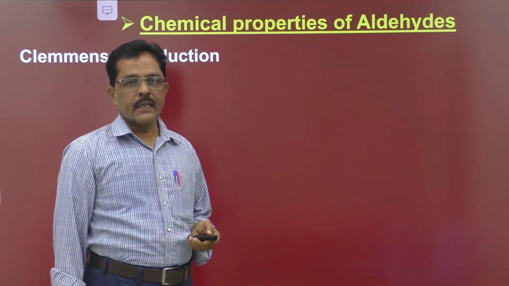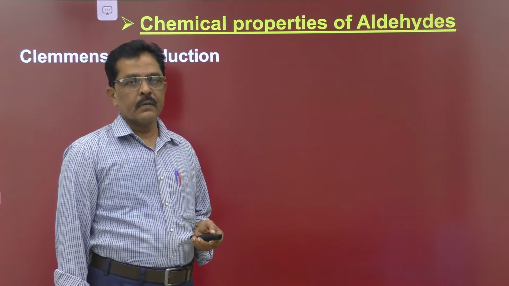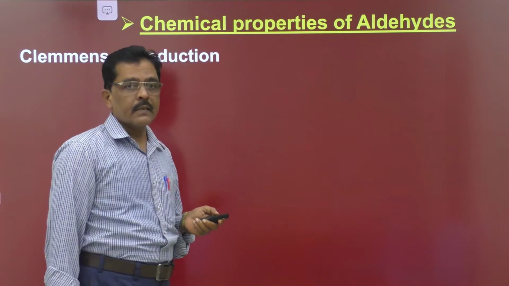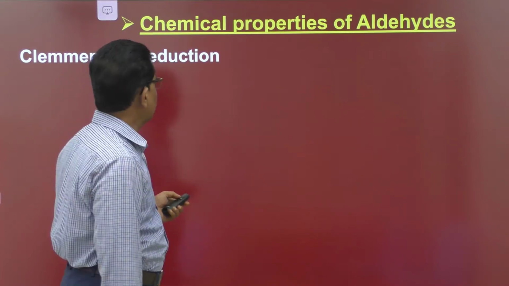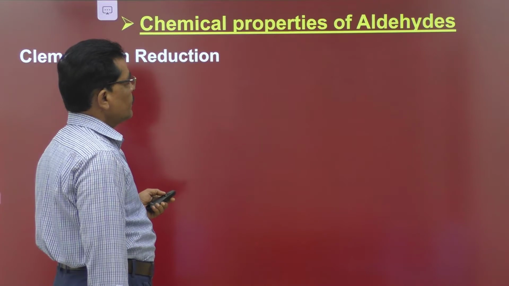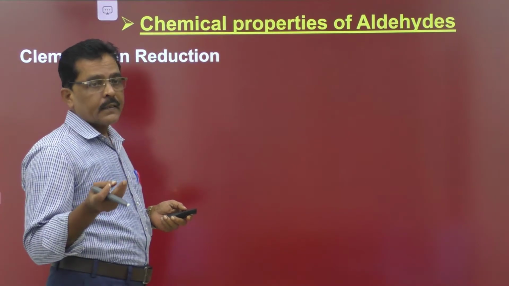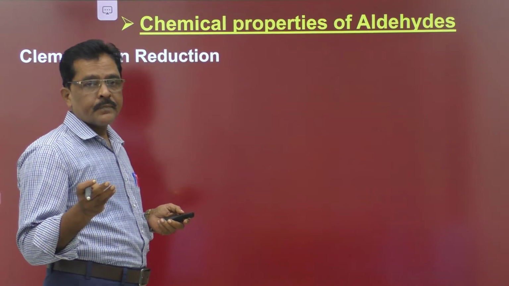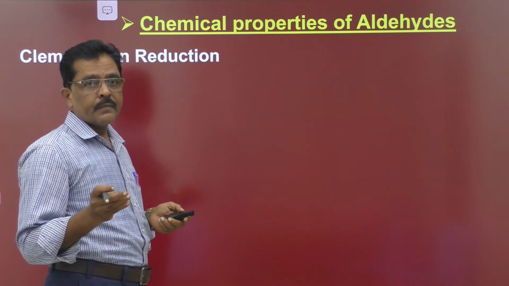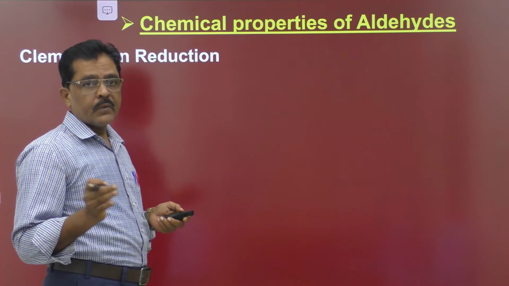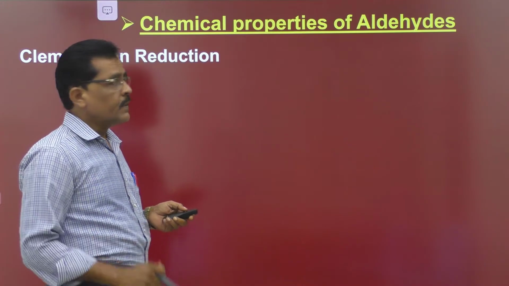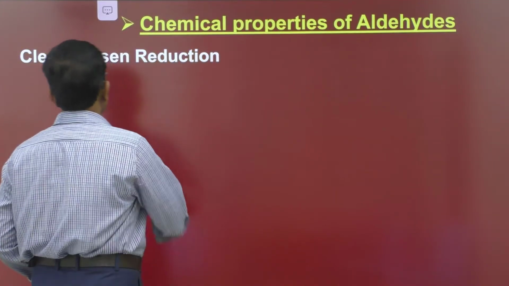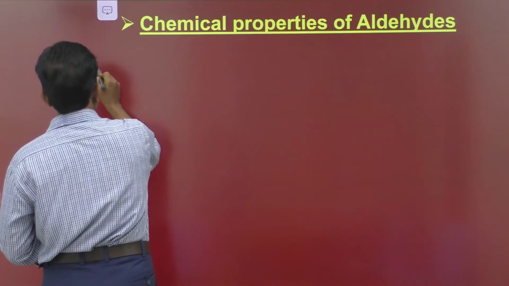Students, we discussed in the last class the properties of aldehydes, in which we discussed addition reactions of HCN, sodium bisulfite and alcohols and substituted ammonia derivatives. Let us discuss the Clemmensen reduction.